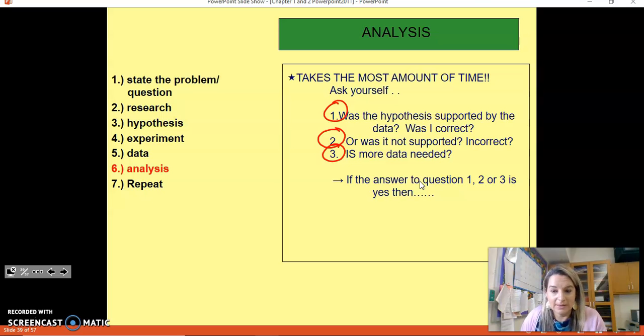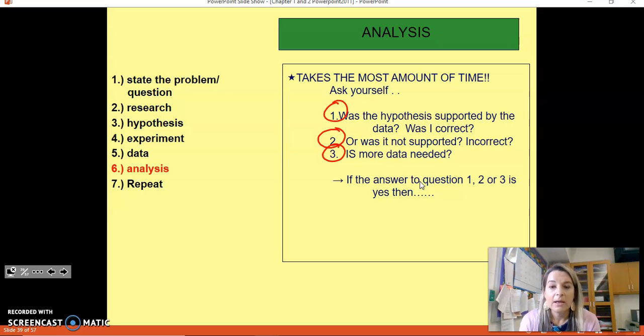You analyze it then. The next step of the scientific method is data analysis. It's not make a graph. The graph is what you use to analyze. Your tables are what you use to analyze. Analyzing is when you write a statement. And it's usually like, was your hypothesis supported by the data?